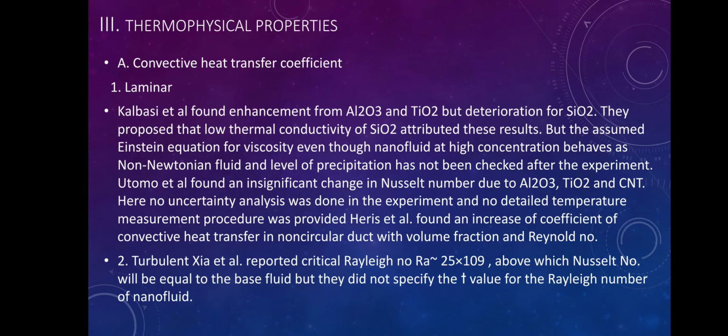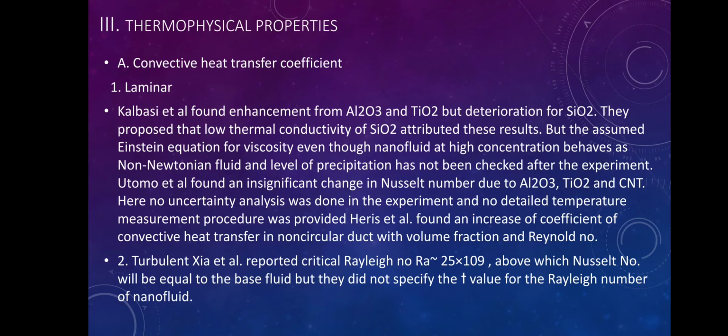Thermophysical properties. Convective heat transfer coefficient. First one, laminar. Kelbasi et al. found enhancement from Al2O3 and TiO2, but deterioration for SiO2. They proposed that the low thermal conductivity of SiO2 accounted for these results, but they assumed the Einstein equation for viscosity, even though nanofluid at high concentration behaves as a non-Newtonian fluid, and the level of precipitation was not checked after the experiment.